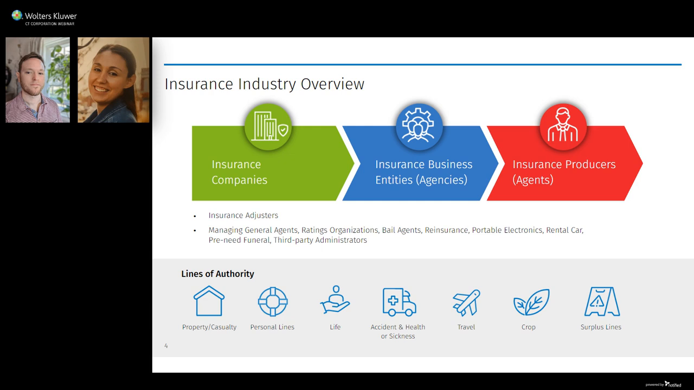Next one is life. You've probably seen 1,000 commercials on TV for life insurance. Life insurance is coverage for someone when they pass to help pay for burial expenses. You can get these huge policies or little ones. It just depends on the policy. Next, we have accident, health, or sickness. This is insurance that covers a person for medical bills and expenses. These are also where the Medicare policies are going to fall under.